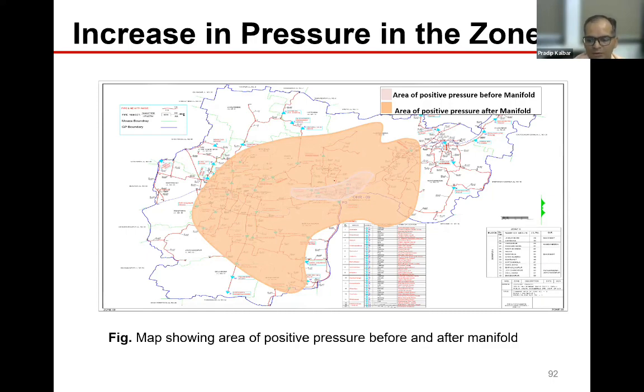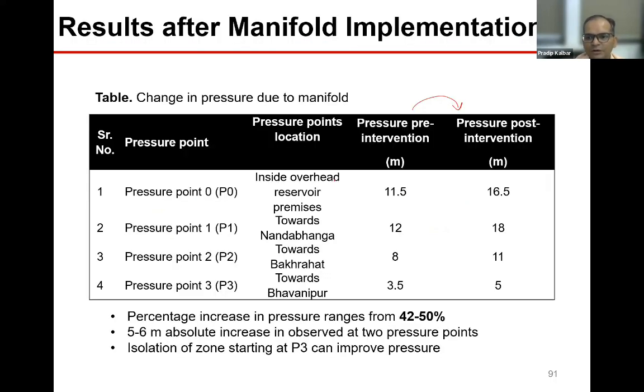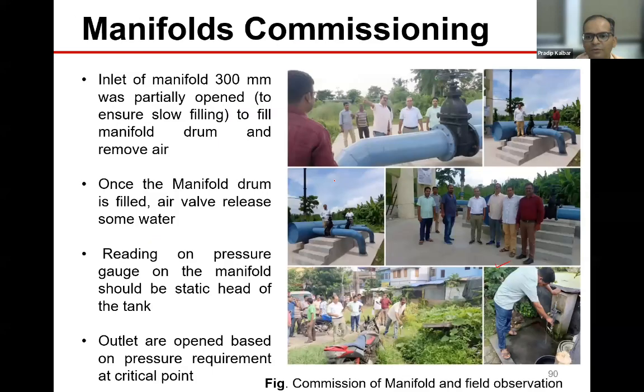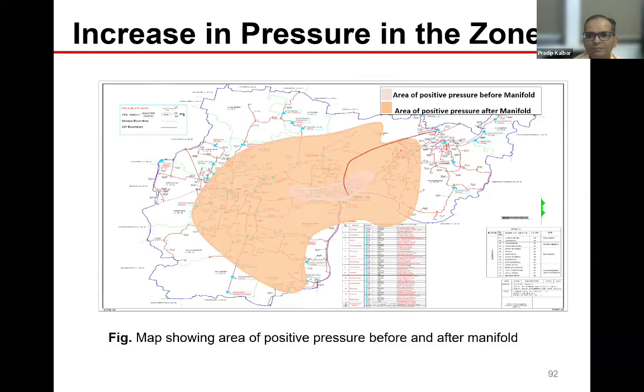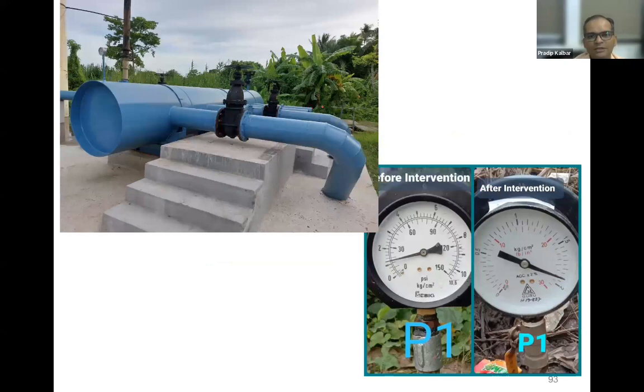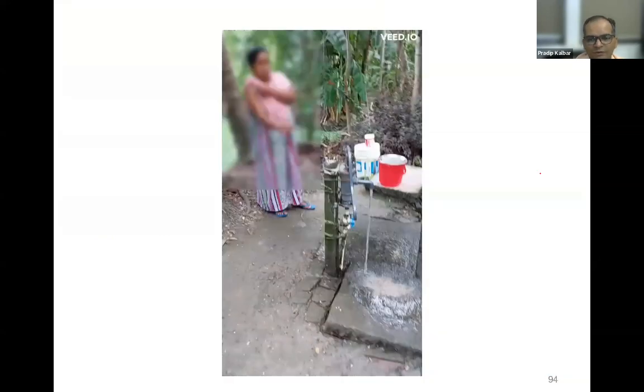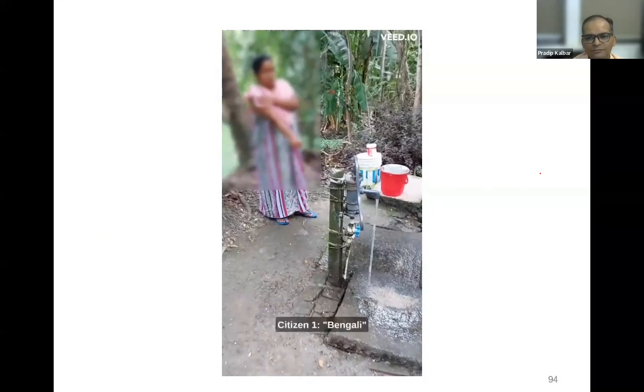Now there are remaining outlets we can use in this particular manifold. There are some spare outlets we have kept. Those can be used as express feeders to these areas, and then using shaft they can be distributed. So we have given this proposal also to them. So the spare outlets are there. And you can see the pressure before and after. And this is one feedback from the consumer.